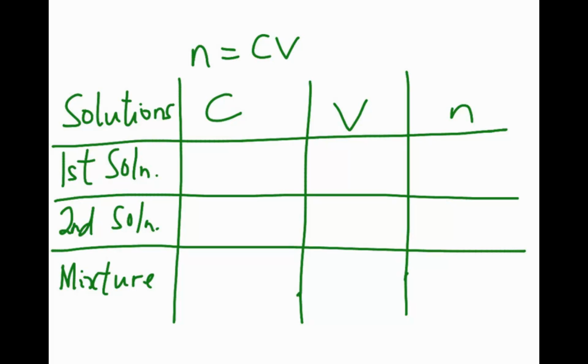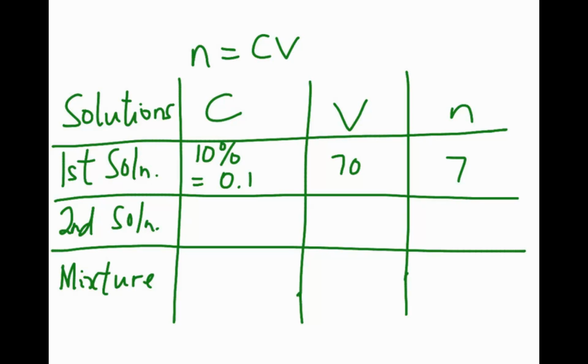From the question, we see that the solution we already have is 70 gallons of 10% antifreeze. So the concentration here is 10%, which gives us 0.1 as a decimal. The volume is 70 gallons. Now let's take note that the unit is gallons. So the number of moles will be 0.1 times 70, which gives us 7.